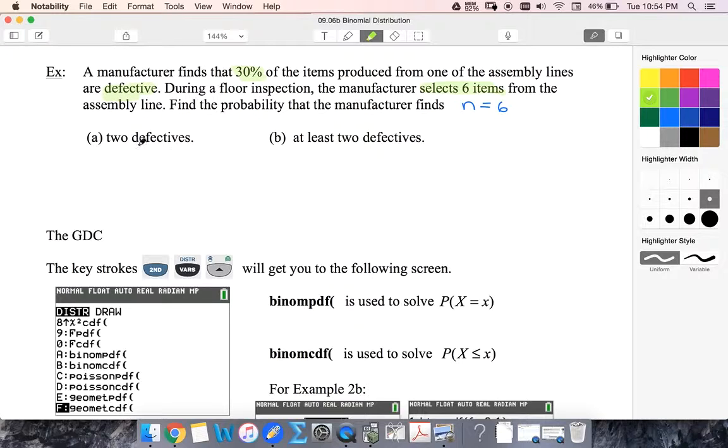So I'm wanting to find defectives. So this is actually my probability of success, because here success is being defined as finding a defective. So my probability is 0.3.